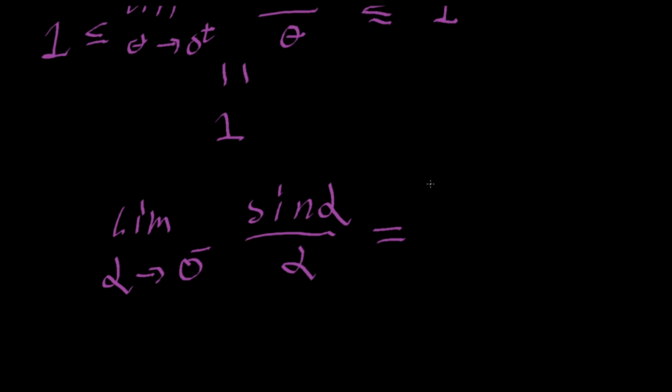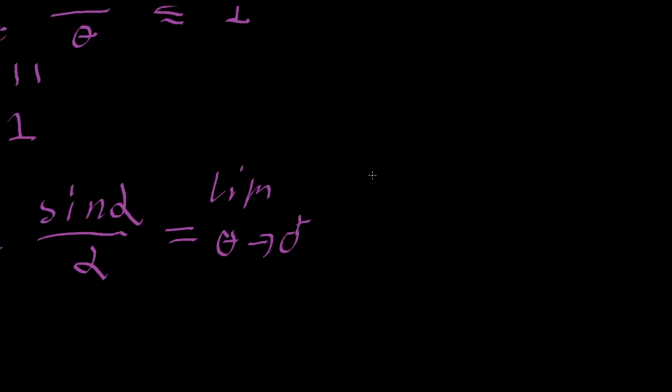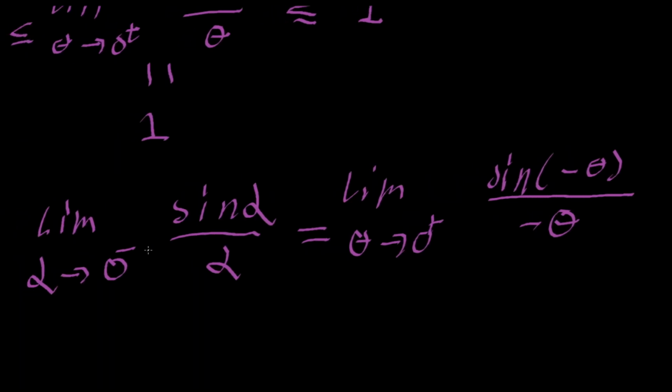This will be equal to the limit as theta is approaching 0 plus of sine of minus theta over minus theta. You see, it's the same thing. If this is approaching 0 minus and this is approaching 0 plus, we can just put a negative sign in front of it, and they are really the same thing.